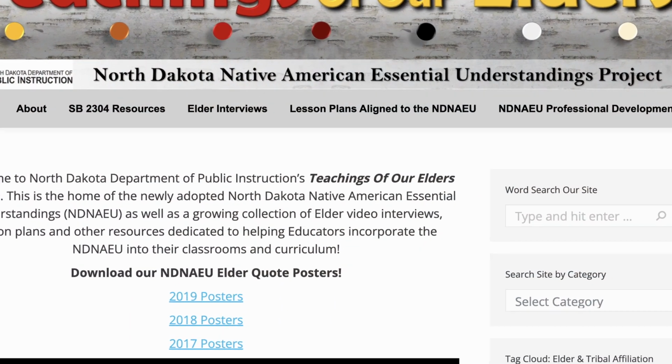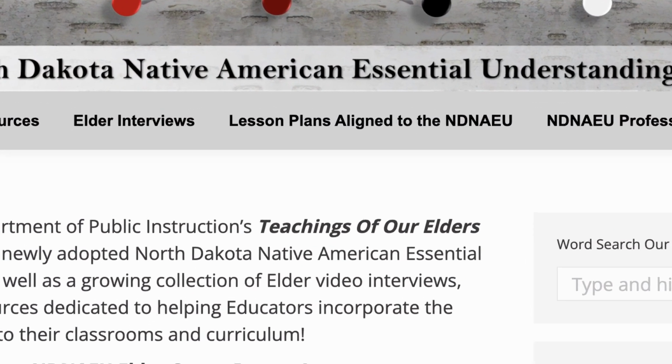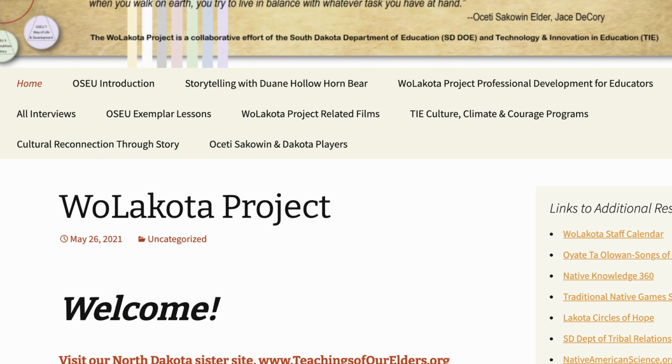Right. Right. So what we'd like to do then is, now that you know what the different components of the IDM are, we'd like to just share an example that we developed. Now, there are hundreds of these on the website. If you go to teachingsofourElders.org or woolakotaproject.org, you're going to find literally hundreds on each one. In both states, we are not at the state level allowed to ever create curriculum. Create, wow. Or require or create curriculum. Boy, that's kind of a tongue twister. Tongue twister there. And so this isn't curriculum.